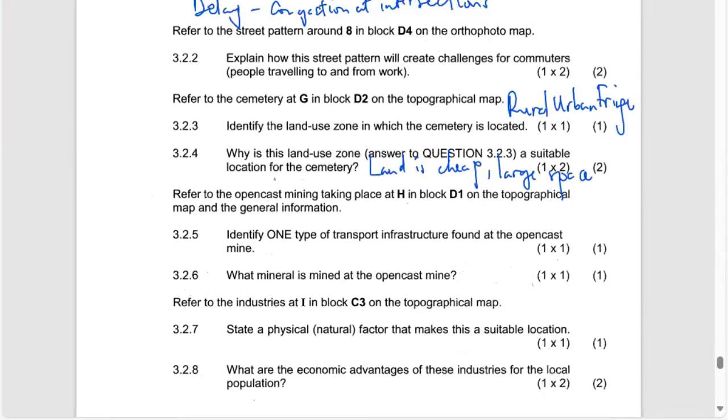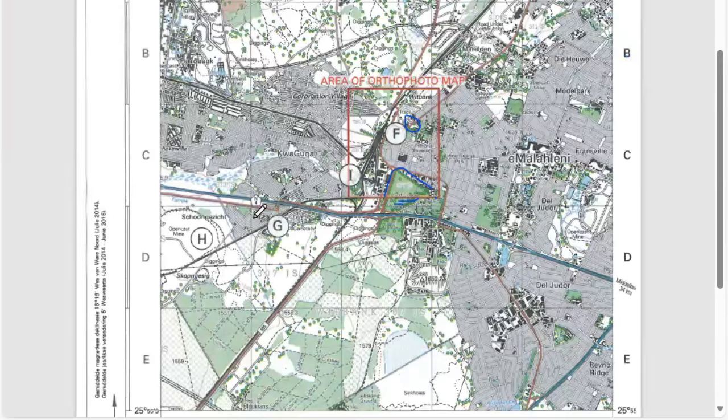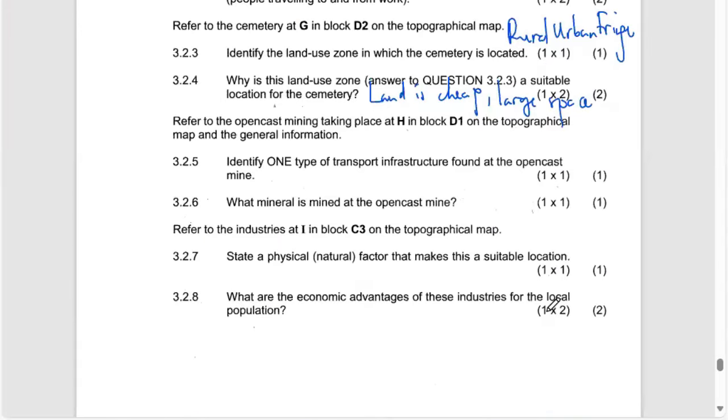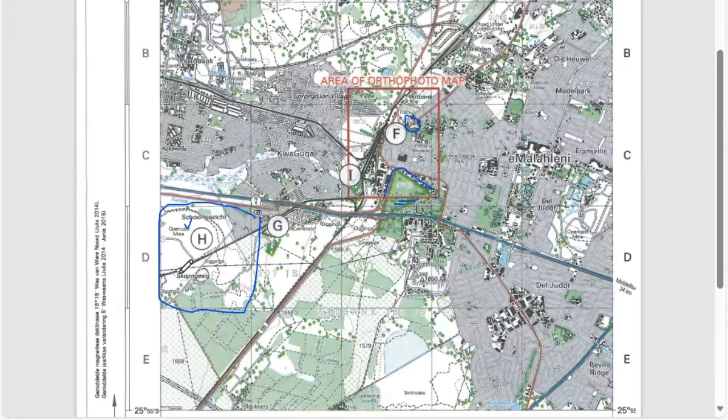Right. Refer to the open cast mining taking place at H in block D1 on the topographical map. Let's look at block D1. Area H, we are looking at this particular area here. There is an open cast mine here. Then the question is saying, identify one type of transport infrastructure at the open cast mine. We're just supposed to look and figure out this black line here, which is passing via. What does it mean? This is a railway line. That's the transport infrastructure.